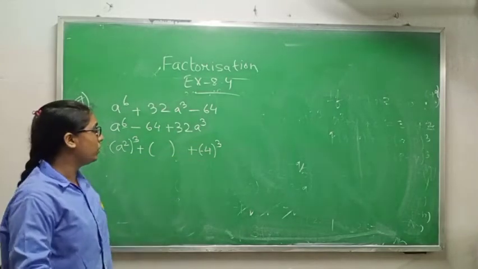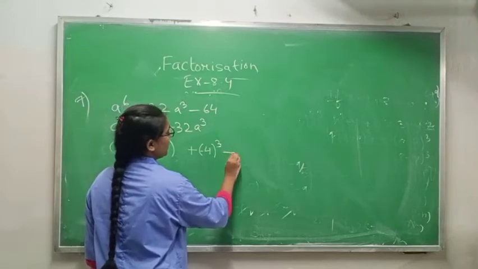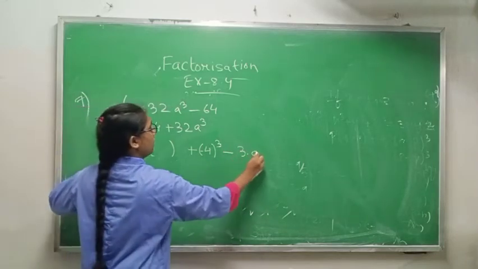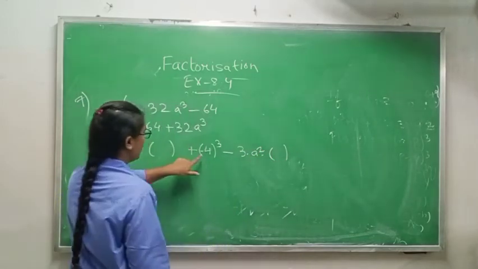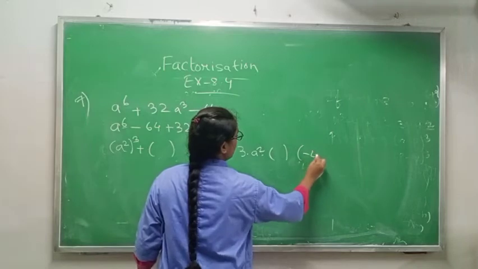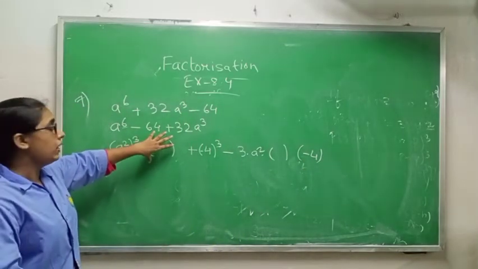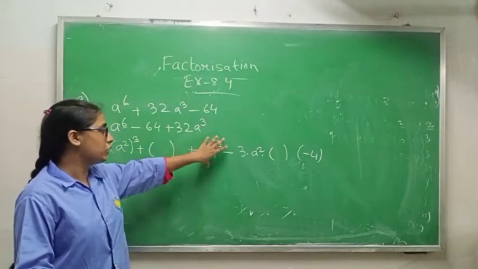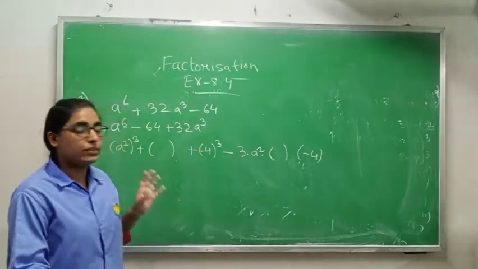So (−4) cube. Okay, now if formula is minus 3xyz, so x is a square, y we don't know, z is minus 4. Okay, means which place you will leave? Place of y, x cube plus y cube plus z cube minus 3xyz. So I am leaving y place.